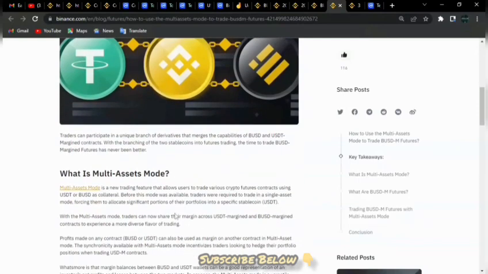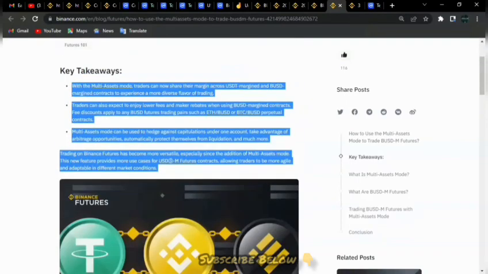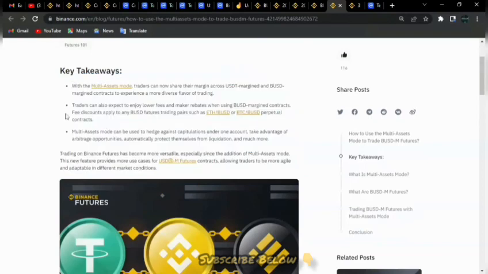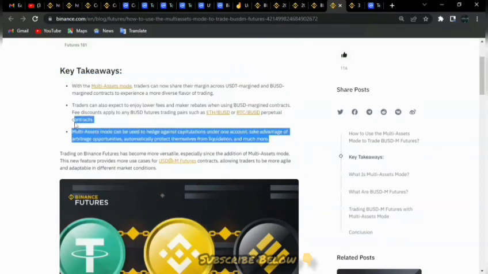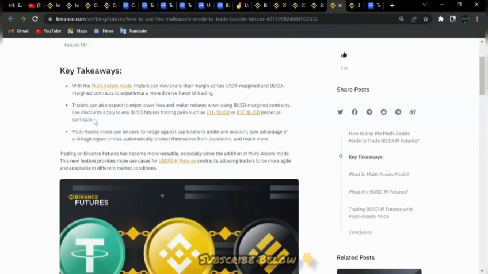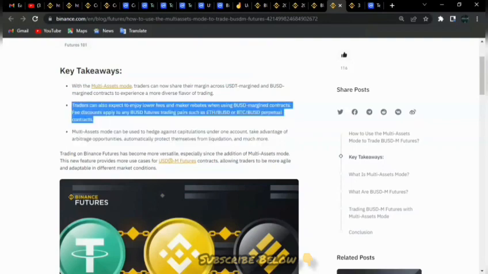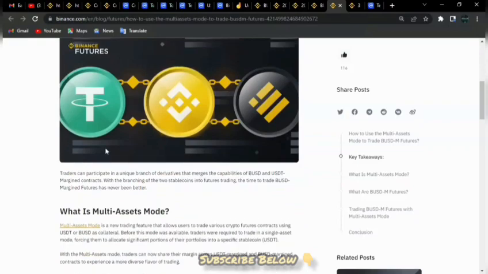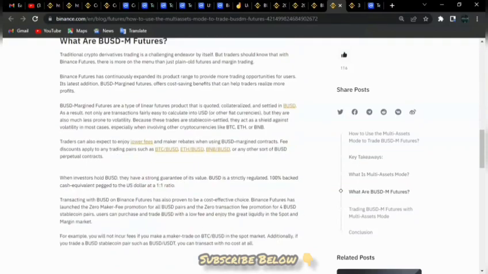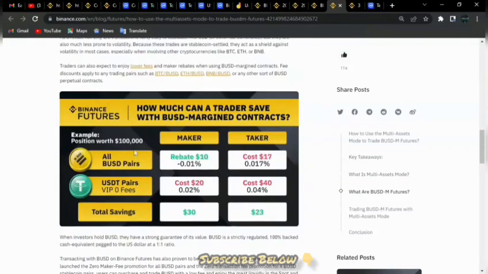But the basic concept is that it gives you the opportunity to hedge and to use your assets as individual margin for either the BUSD pairs or the USDT pairs. You can trade with them. Then you also want to know the breakdown of the fees, or the basic differences between trading with the BUSD pairs as well as the USDT pairs.